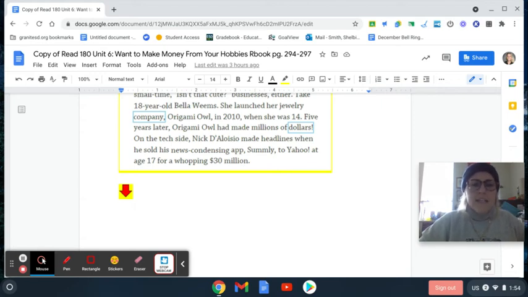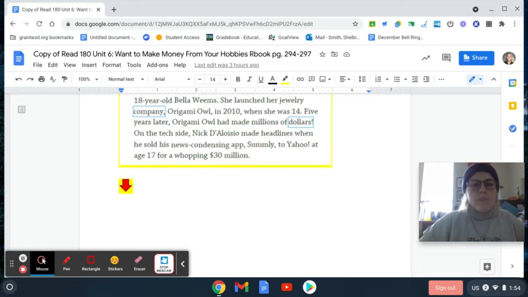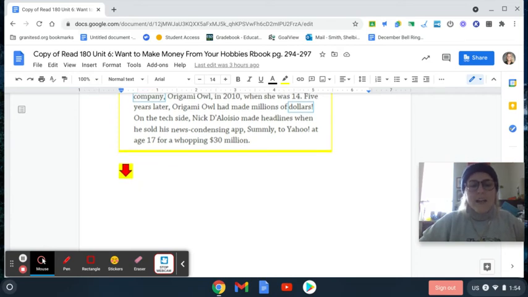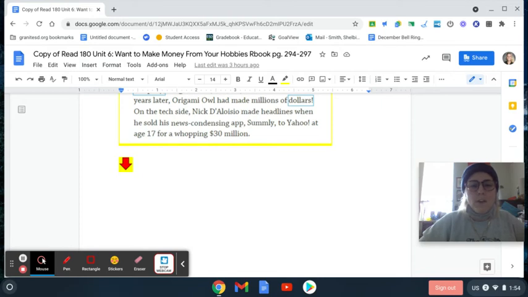On the tech side, Nick DiLucio, the guy we talked about before up there in the picture, made headlines when he sold his news condensing app, Summly, to Yahoo at age 17 for a whopping $30 million. So at age 17, you guys, he sold his app for $30 million. That kid doesn't have to work a day in his life now. He's set for life if he wants to be. Okay.